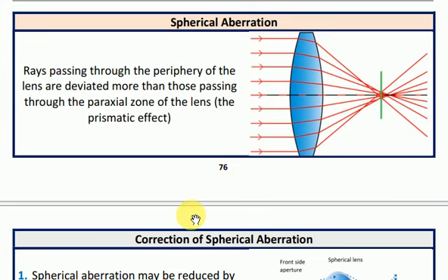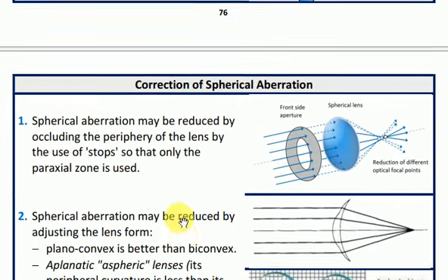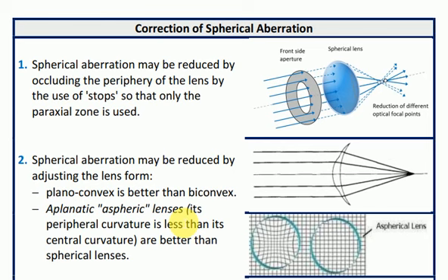So now the correction of spherical aberration. Spherical aberration may be reduced by occluding the periphery of the lens by the use of stops so that only the para-axial zone is used. Lens form may also be adjusted to reduce spherical aberration. For example, plano-convex is better than biconvex.